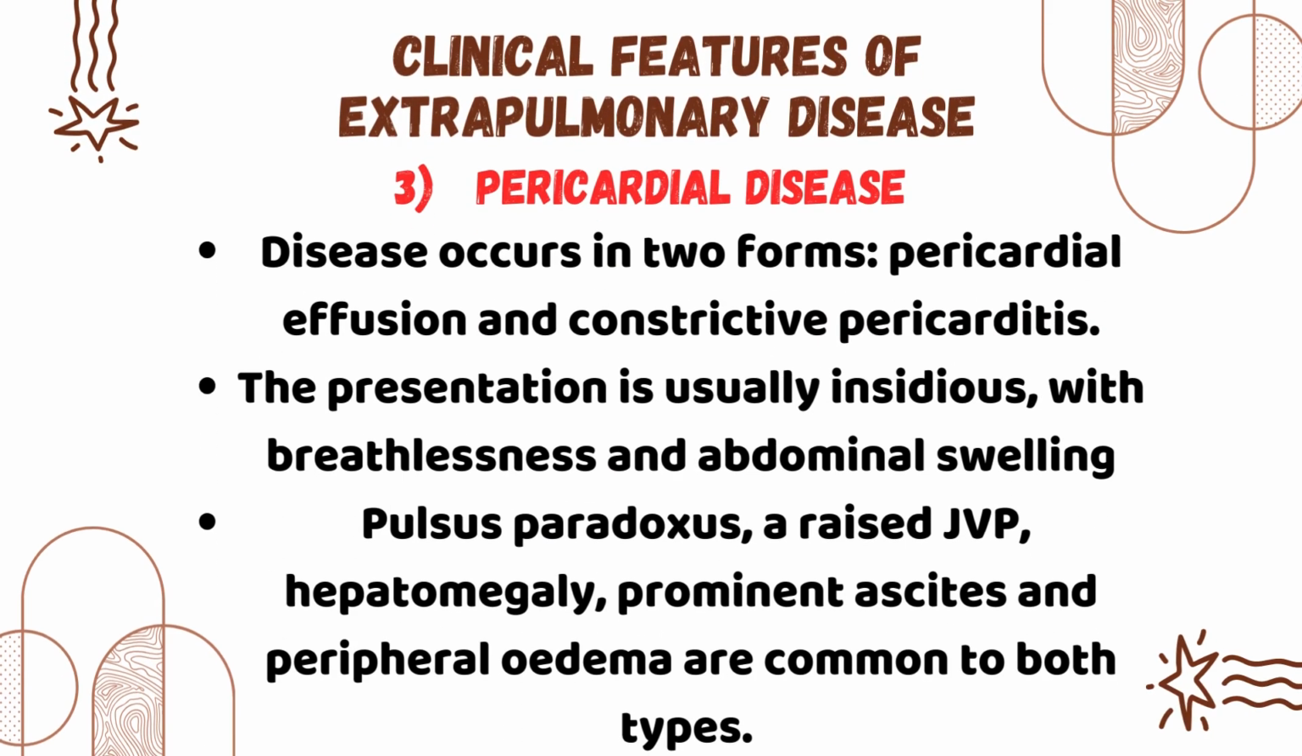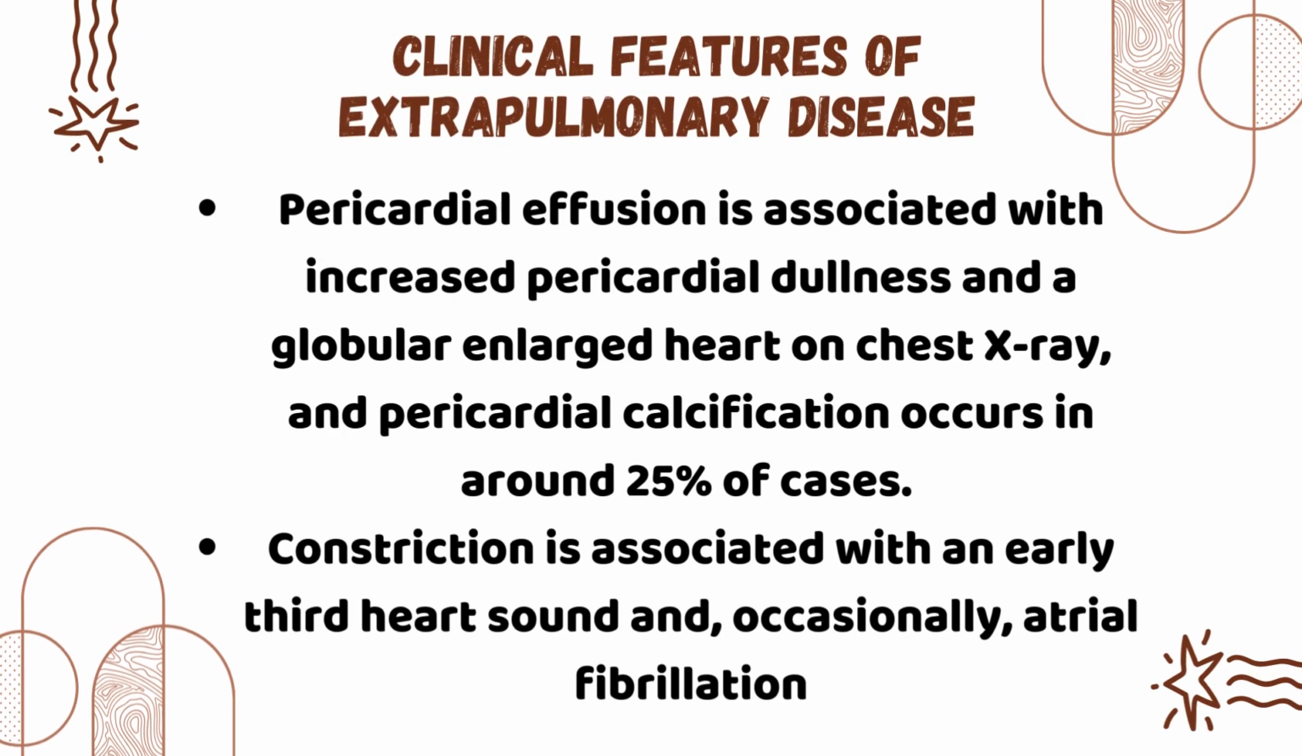Number 3. Pericardial disease. Disease occurs in two forms: pericardial effusion and constrictive pericarditis. The presentation is usually insidious, with breathlessness and abdominal swelling. Pulsus paradoxus, a raised JVP, hepatomegaly, prominent ascites, and peripheral edema are common to both types. Pericardial effusion is associated with increased pericardial dullness and a globular enlarged heart on chest X-ray, and pericardial calcification occurs in around 25% of cases.